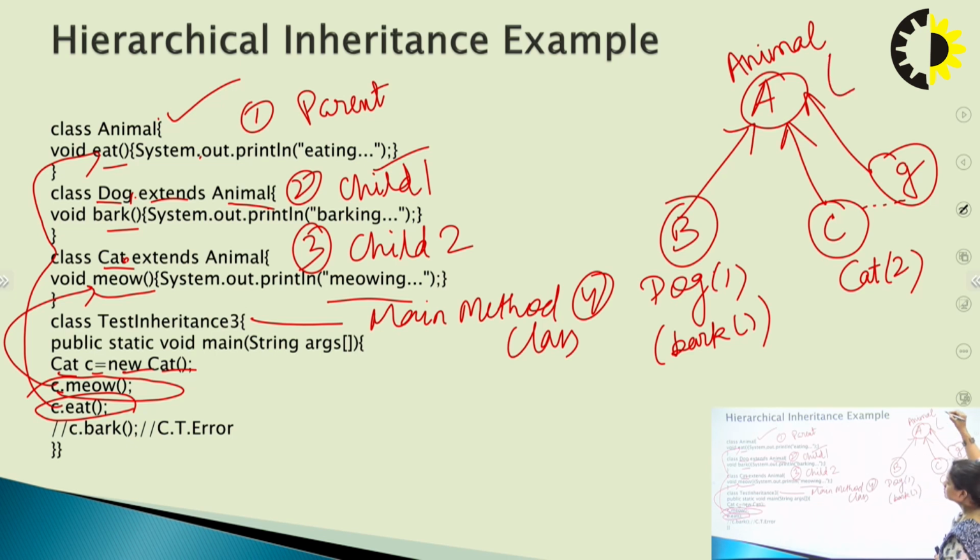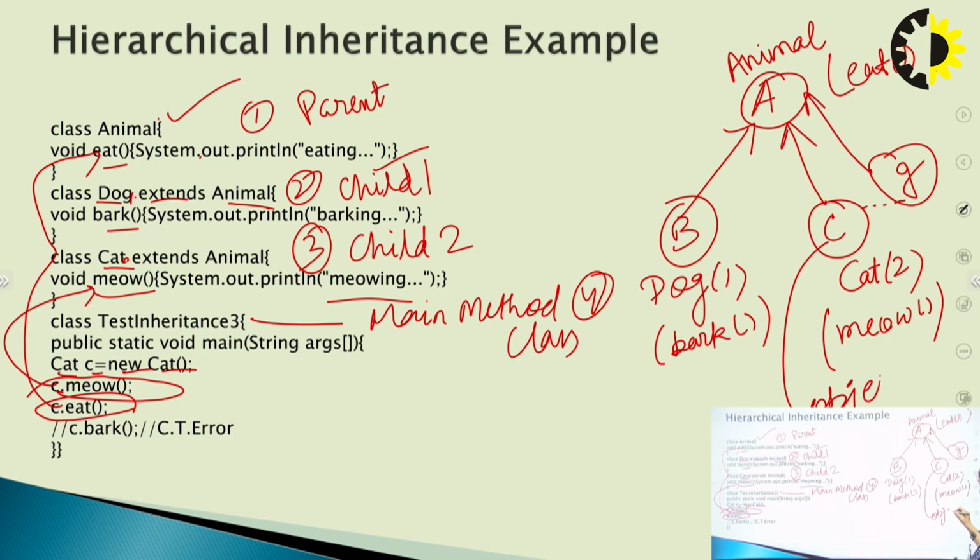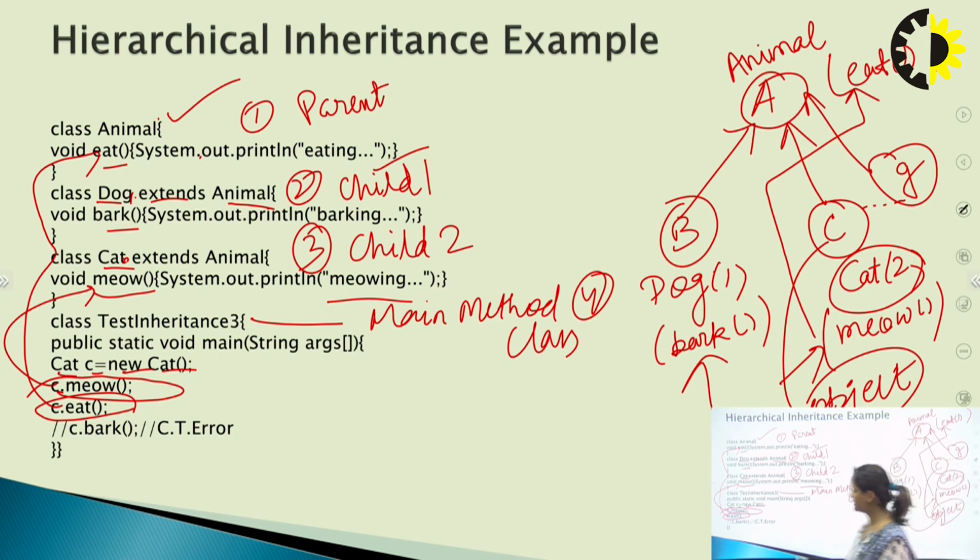Here we have a function named eat, and here we have a function named mew. When we create an object of only this C class, it can access its own function and its parent class function. But this object is not capable of accessing the dog's bark function. Here it has been written as an error. If this object tries to access bark, its sibling's function, we will get an error. So how can we access that?